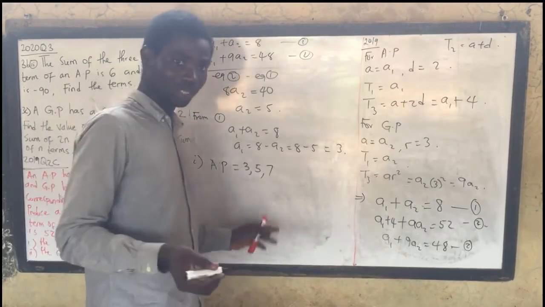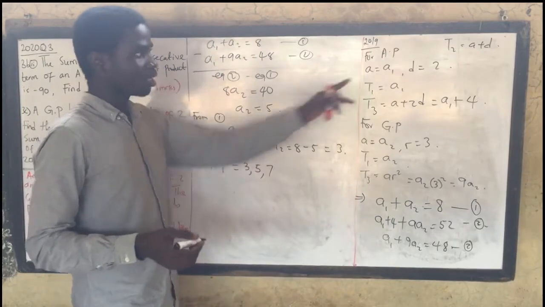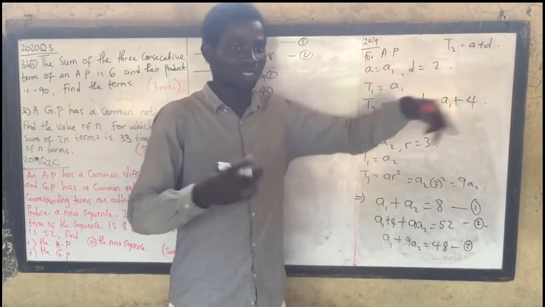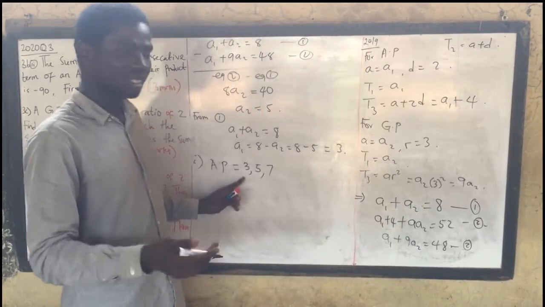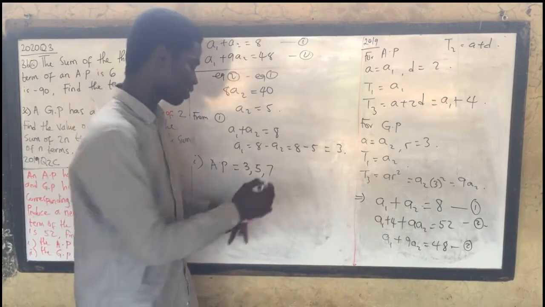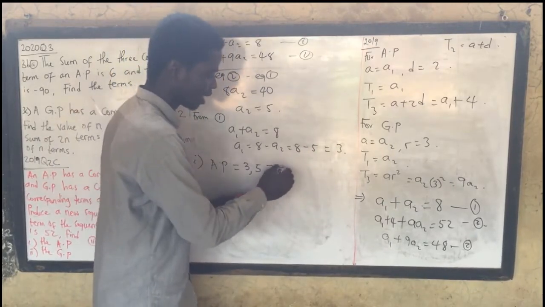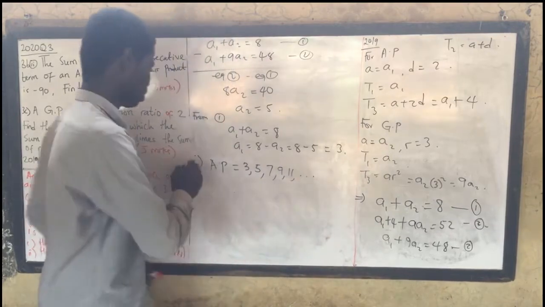Do you understand what I'm doing? That is the AP. You'll just be adding the common difference. So the first term is 3. 3 plus 2, 5. 5 plus 2, 7. In fact, I can even write the next term. 7 plus 2, 9, 11. That is the AP. I'm done.